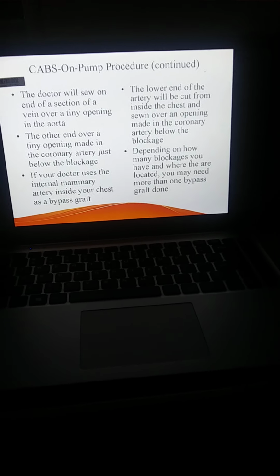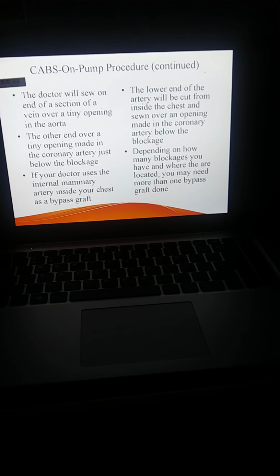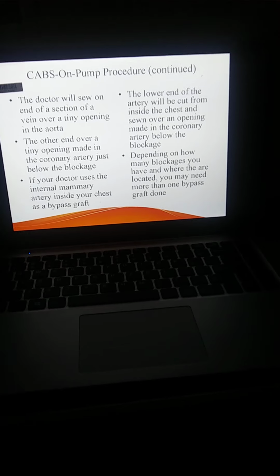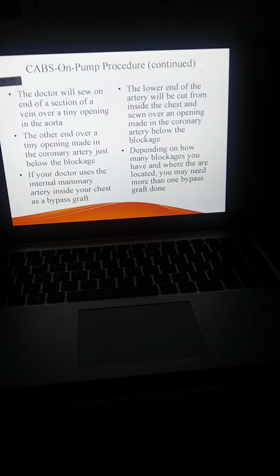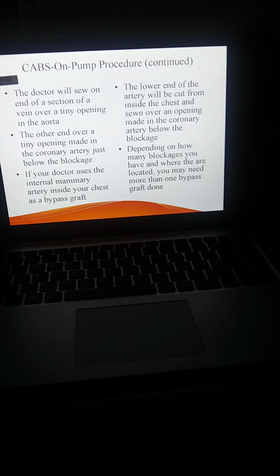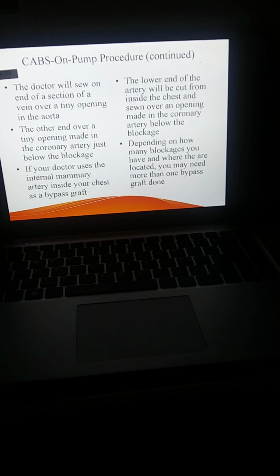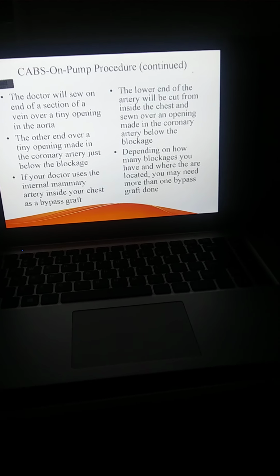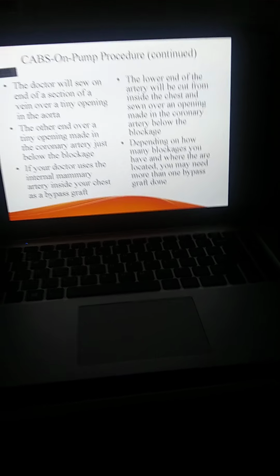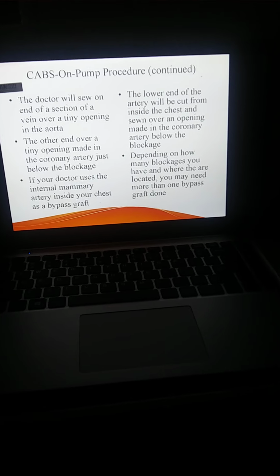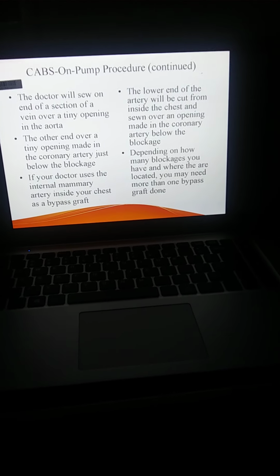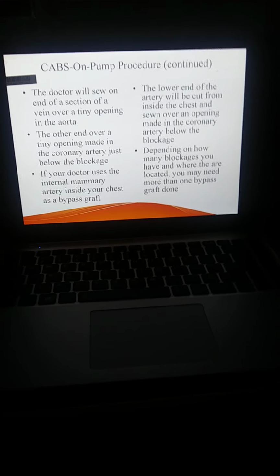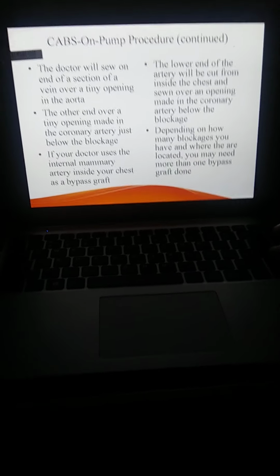The doctor will sew on the end of a section of a vein over a tiny opening in the aorta, the other end over a tiny opening made in the coronary artery just below the blockage. If your doctor uses the internal mammary artery inside your chest as a bypass graft, the lower end of the artery will be cut from the inside of the chest and sewn over an opening made in the coronary artery below the blockage. Depending on how many blockages you have and where they are located, you may need more than one bypass graft completed.